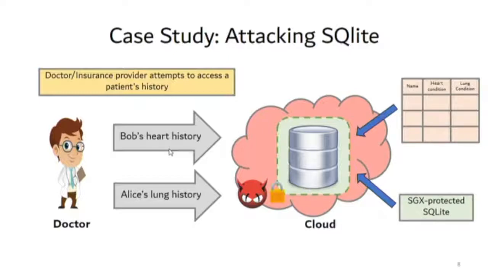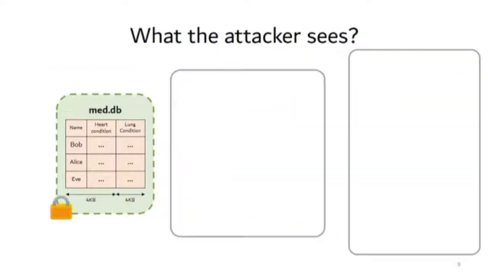Let's suppose that this database has just the name and two columns, for the heart condition and the lungs condition. The doctor is going to run different queries to find, for example, what this person's heart condition is, what their lungs history is, and so on, to do a proper diagnosis. In the first query, the doctor asks for Bob's heart history. SQLite is going to go into the row that corresponds to Bob, access its heart history, and return that data to the doctor.